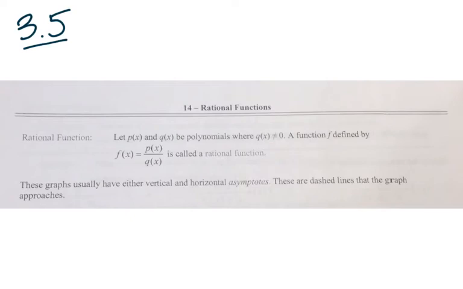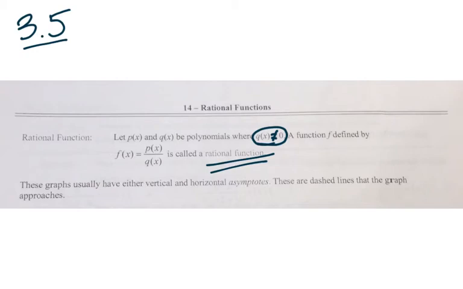Let p of x and q of x be polynomials where q of x cannot equal 0. Okay, it's very faint, but that is a does not equal 0 because we're not allowed to divide by 0. A function f defined by f of x equals p of x divided by q of x is called a rational function. These graphs usually have a vertical or horizontal asymptote, which is a dashed line on the graph that shows that the function will approach that line, but it will not ever touch it.